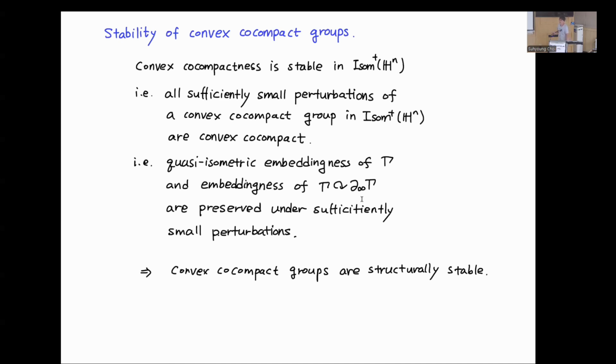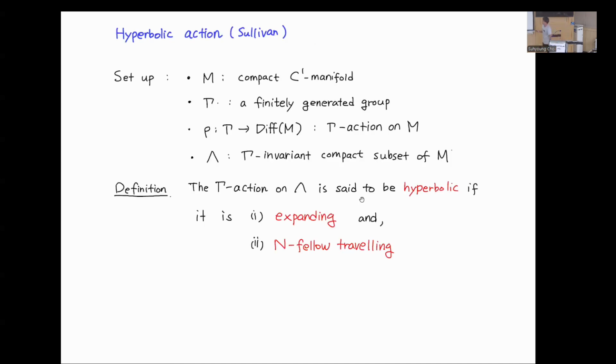So if you perturb a convex co-compact group a little, the representation is still injective. Okay, so this is Sullivan's perspective on the stability of convex co-compact groups.